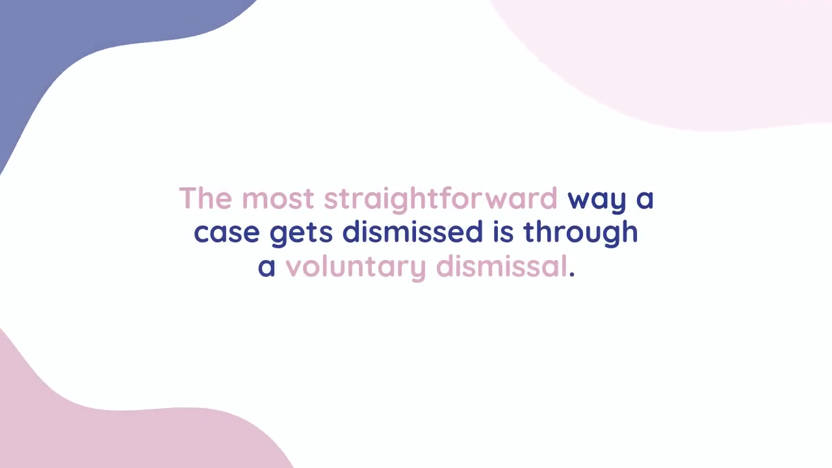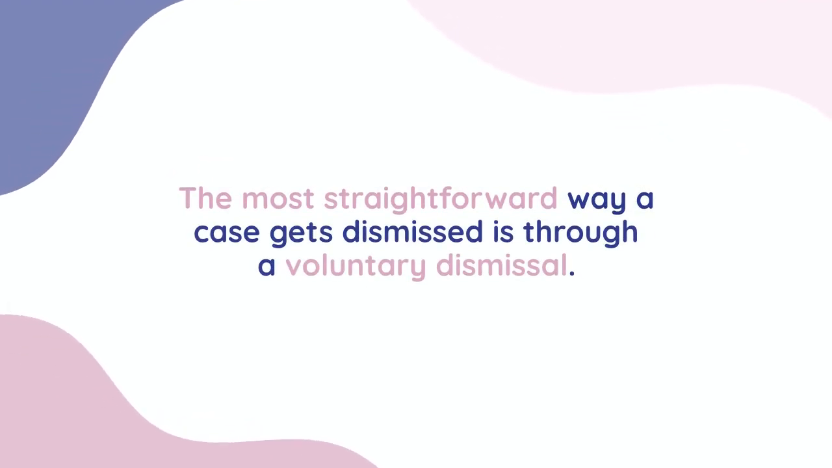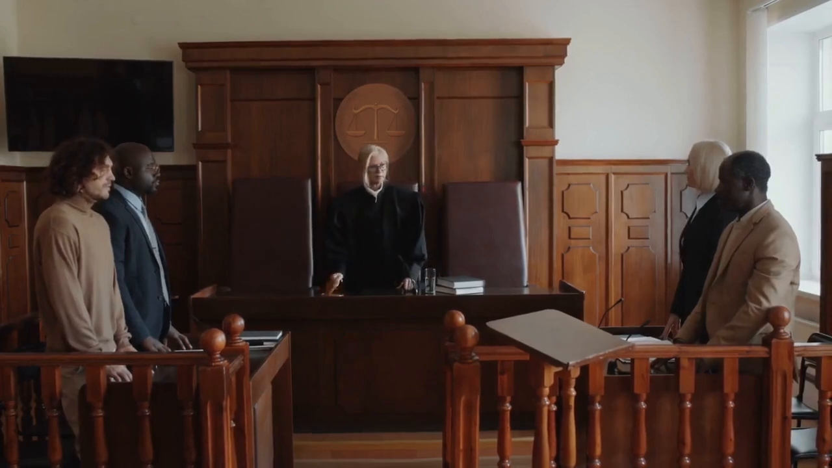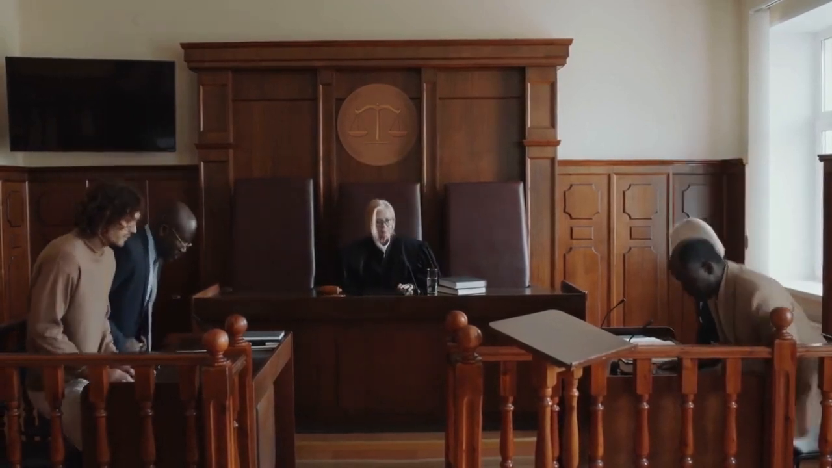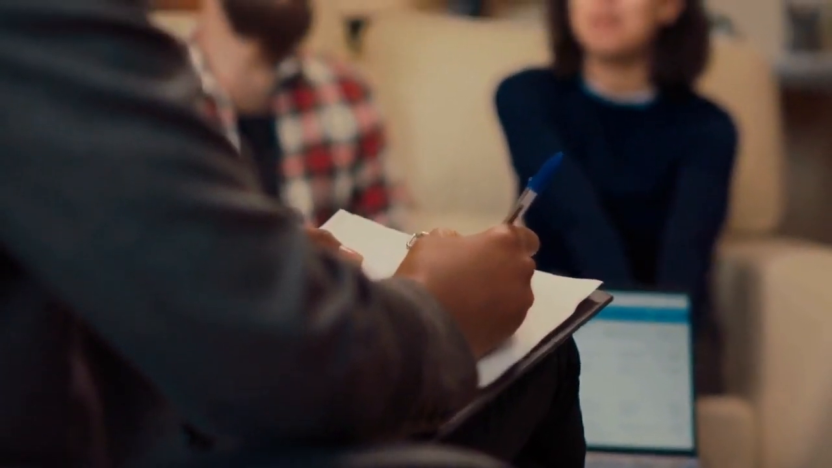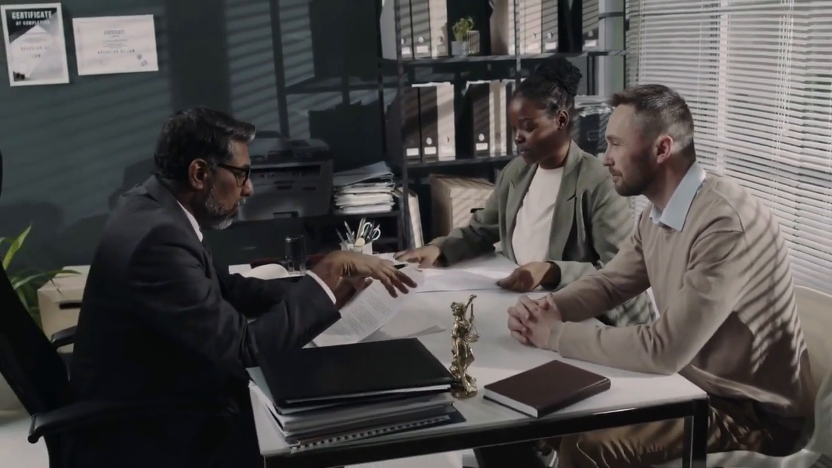The most straightforward way a case gets dismissed is through a voluntary dismissal. This happens when the person who originally filed the case, known as the petitioner, decides to withdraw it. They might do this if they've reconciled with their partner, reached a private agreement, or simply changed their mind. They file a specific form with the court, and if the other party agrees, the case is closed.